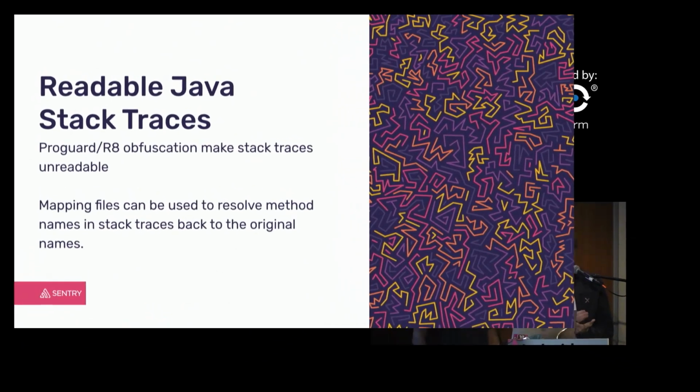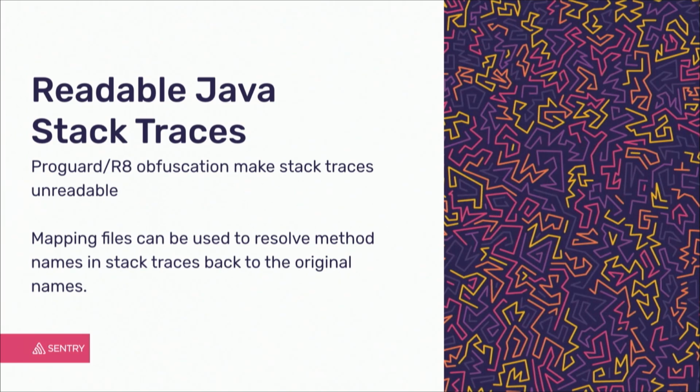Readable stack traces on Java are not that hard, but if you use obfuscation tools like ProGuard or R8, they will not be readable. They will not tell you where the function actually was. It will be whatever was obfuscated. So there's some stuff that's necessary on the server side where the crash report is being sent to actually map it back to what you expect.